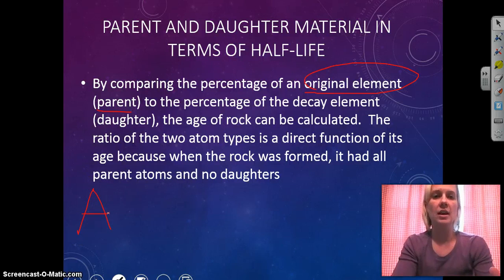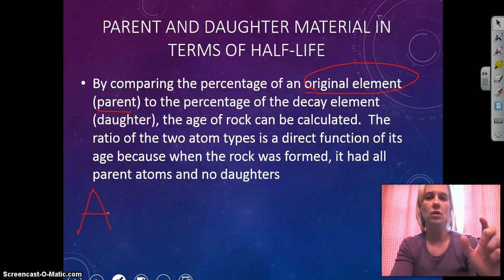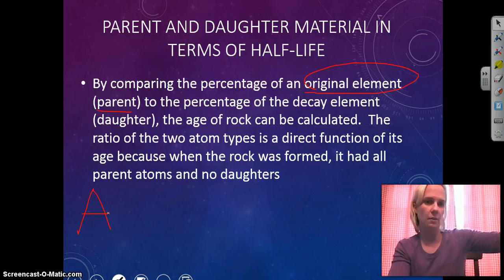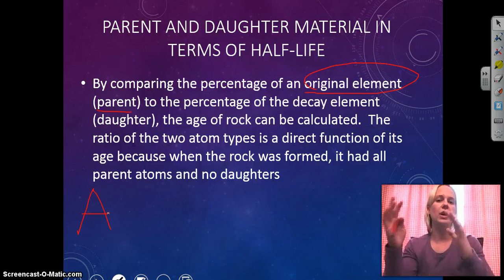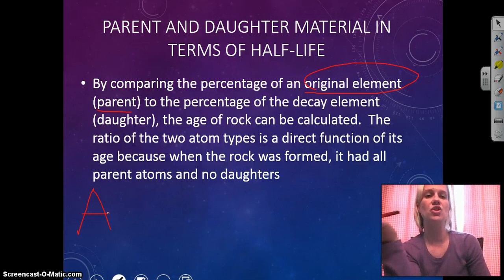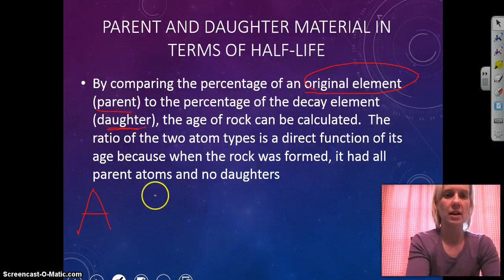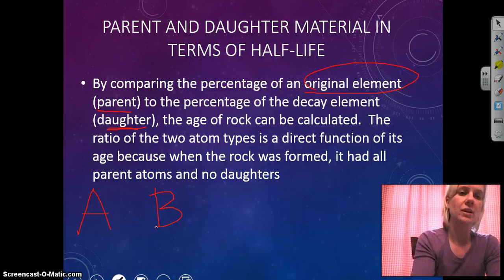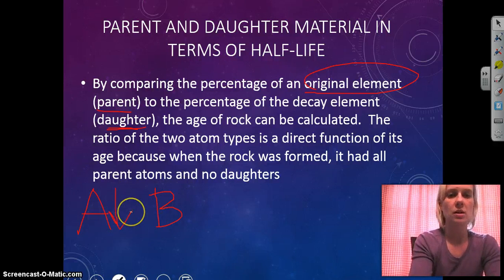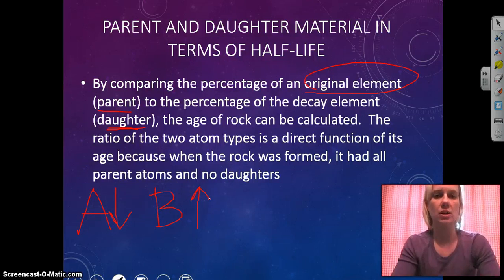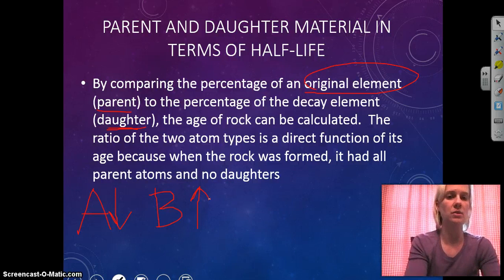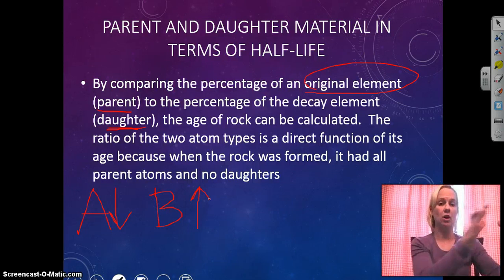The percentage of decay, as it decays, we go by comparing the percentage of the parent. As it starts to break down, I form this daughter element, this decay element, which is the daughter, which we'll say is B. So as A decreases, B will then increase. So the age of the rock can be calculated. The ratio of the two atom types is a direct function of its age, because when the rock was formed, it had all parent atoms and no daughters. So when it formed, it had all the parents.